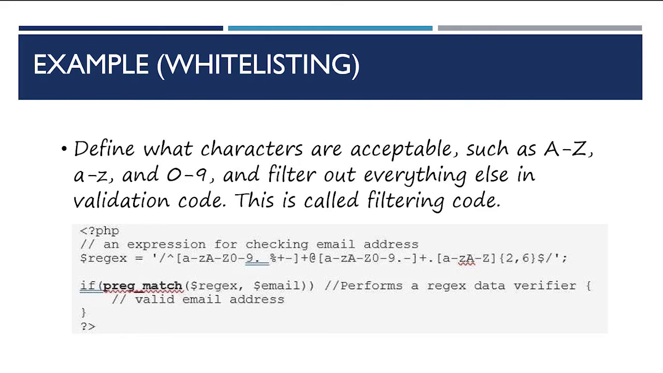as we can see, the expression using the expression variables. Expression coding, a type of coding. So we're using whitelisting. This defines what characters are acceptable, such as A to Z for uppercase, A to Z for lowercase, and 0 to 9, and it filters out everything else in the validation code. This is called filtering code.